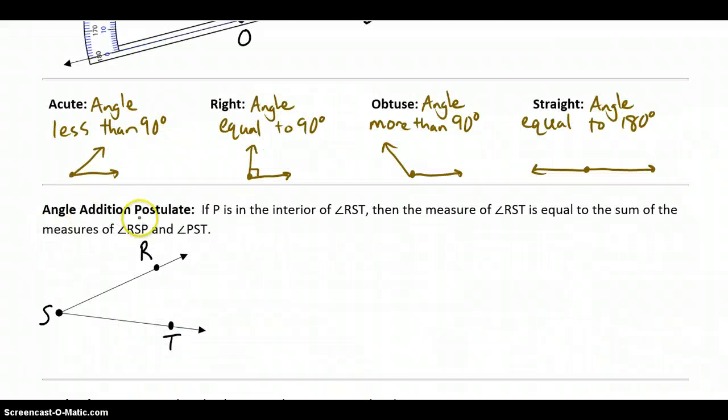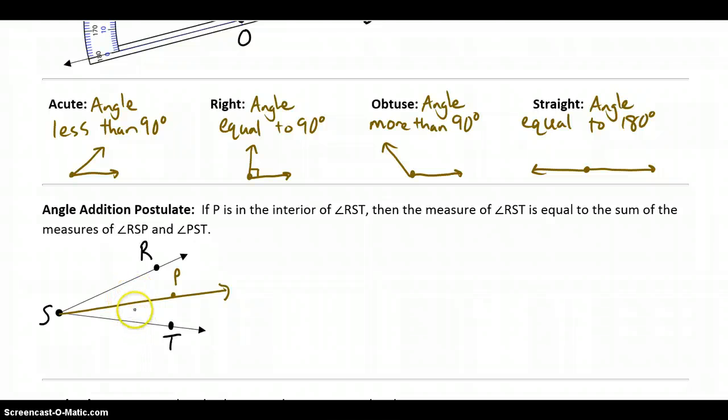The angle addition postulate is much like the segment addition postulate. It gives me a way to add angles. So if P is in the interior of angle RST, the interior is between these sides, so I'm going to put point P right here. And if I connect S to P and turn that into a ray, I've created 2 new angles.